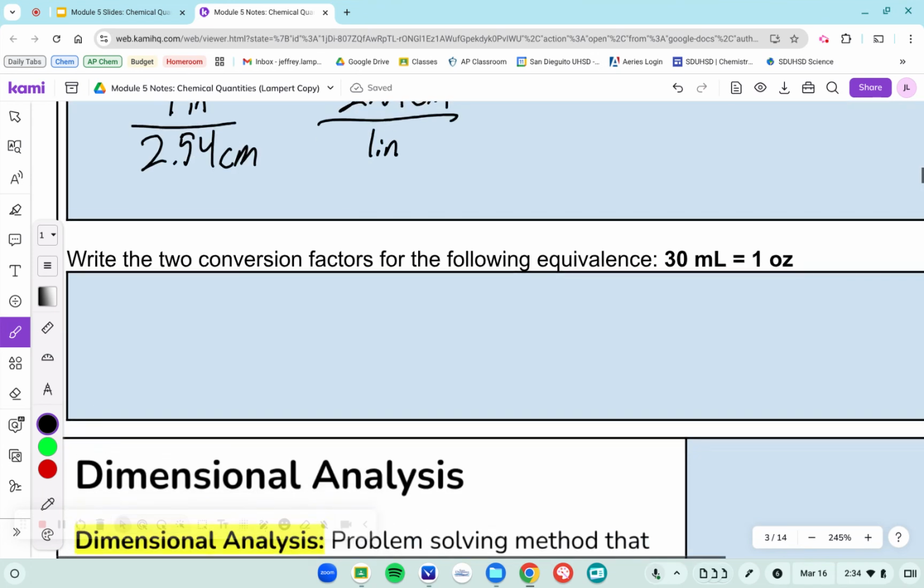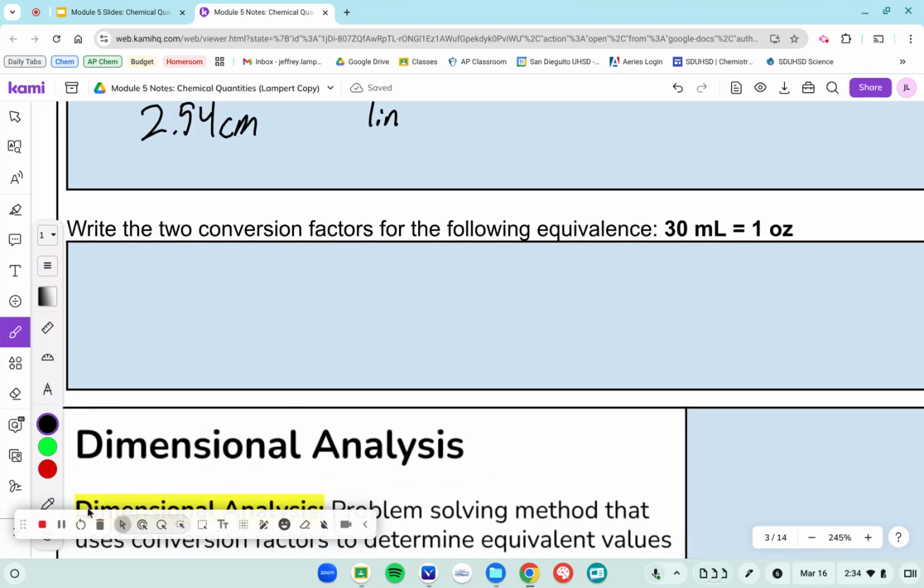All right, now it's your turn. Go ahead and try the next one. Write the 2 conversion factors for this equivalence: 30 milliliters equals 1 ounce. Go ahead and try it out. All right, let's go ahead and review this one. Most of y'all, as I was walking around, had this already. Let's just review it to be sure. So we should have 1 ounce over 30 milliliters, or we can have 30 milliliters over 1 ounce. Either one is okay here.